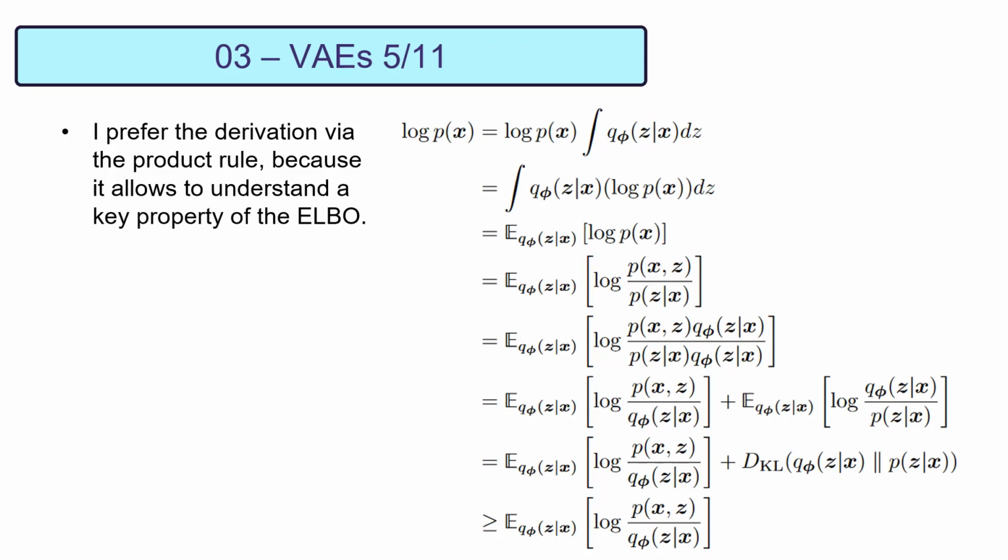So I take the integral. Because log px is a constant with respect to z, I can put it inside the integral because it's a linear operation. And this just became the expectation, right? So this is the expectation of log px. So I use the product rule here. I get this term. So from here to here, I use the product rule. Now I multiply by 1, okay?